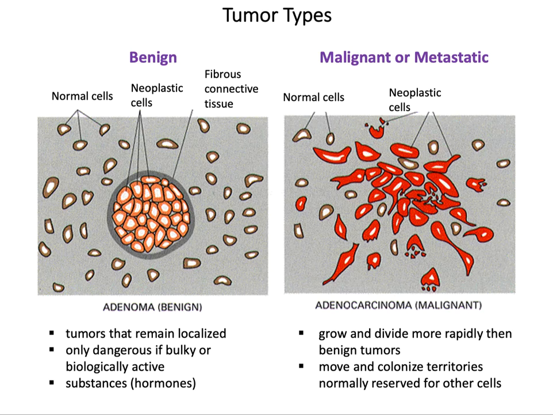So if a mass of these transformed cells remain localized, if they are perhaps surrounded by some kind of fibrous connective tissue, this kind of tumor is referred to as benign. And in general, they are not dangerous unless they become so bulky that they compromise the function of the organ in which they reside, or if they compromise the function of the organs nearby, or if they secrete some kind of biologically active substance such as a hormone. And that's when these benign tumors become dangerous. But usually a complete cure can come about by surgical removal of this mass of cells.